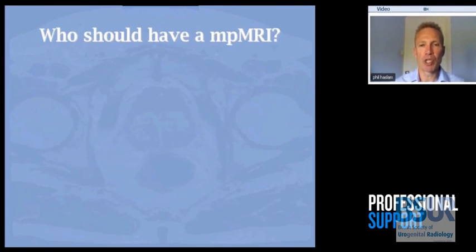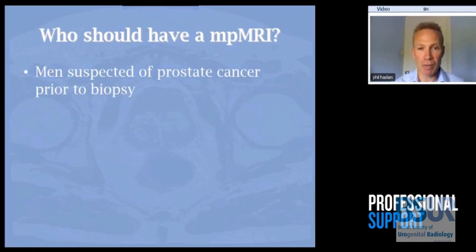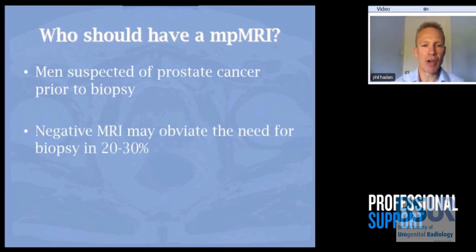So who should have a multiparametric MRI? I would have one rather than a biopsy, so any men suspected of prostate cancer prior to the biopsy. Negative MRI, we now know, may obviate the need for biopsy in up to 20 to 30% of patients. Now, some of you will be aware that the PROMISE study has just reported, and indeed some of the results are being presented at BAUS next week. And this will show that using multiparametric MRI, some patients will not need to have a biopsy.